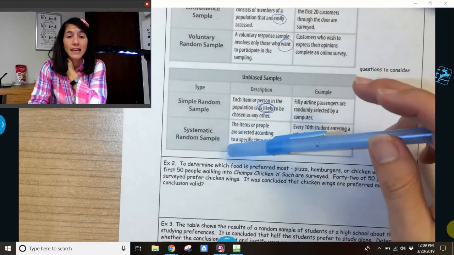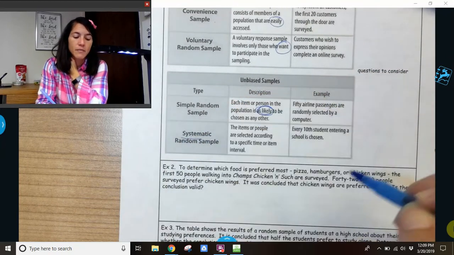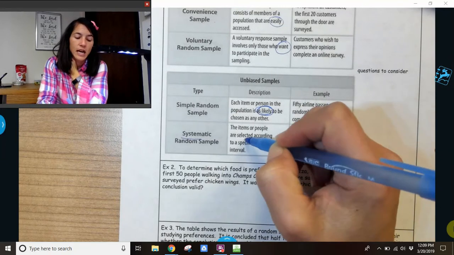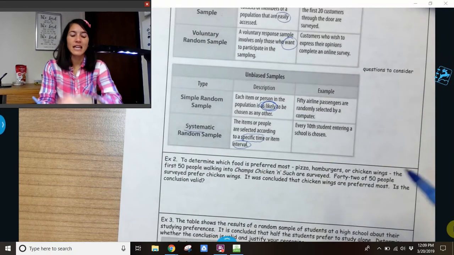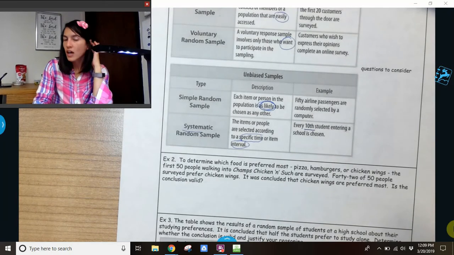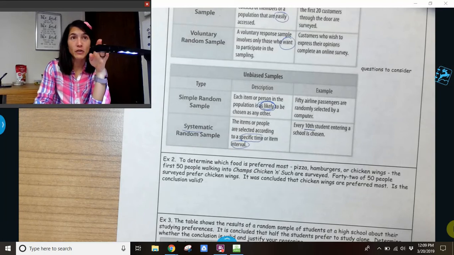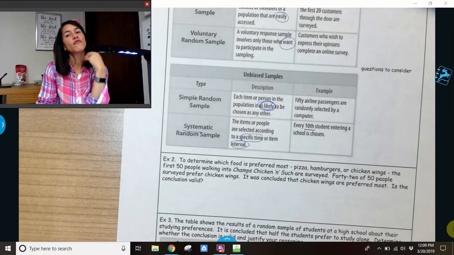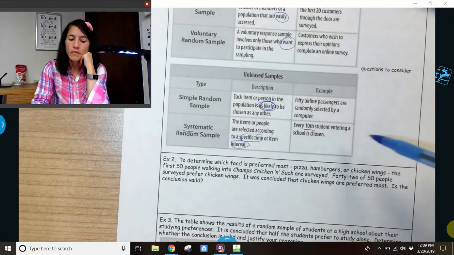A systematic random sample, systematic meaning system, is going to be selected according to a specific time or item interval. And what that means is like every 10th student, every 5th student, every 3rd. So you're not randomly picking names, but you are systematically going, okay, every person kind of has a fair shot if they're walking through the door and you're picking systematically. You don't show favoritism. You don't favor one group over another.